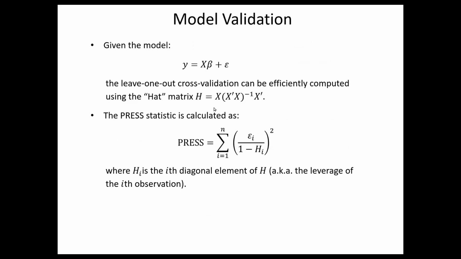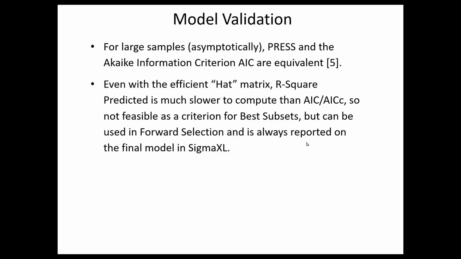And these are the technical details of how it's actually calculated. It uses the leverage. You might be familiar with that from the residuals, but I'm not going to get into the details. It's the ith diagonal of the hat matrix, and that's how the PRESS is actually calculated. It's just a lot more efficient than removing a data point and refitting the model. Okay, so that's R-square predicted.